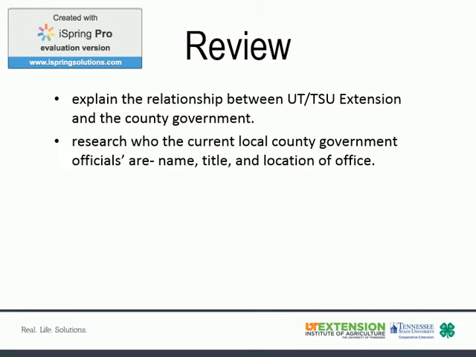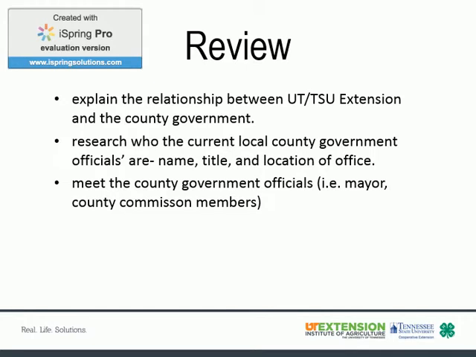This includes researching who the current local government officials are, their name, title, and location of their office. You can do this easily by searching online and finding the county websites with this information, or by talking to your coworkers and asking them who are the local officials. Meet your county government officials like the mayor and the county commissioners. This is a good idea to set up appointments with these people to meet with them at their office, and you might ask one of your coworkers to go along to introduce you to them.